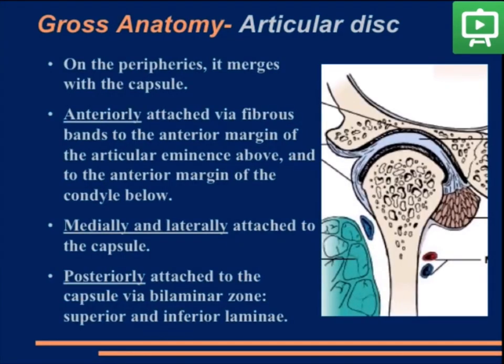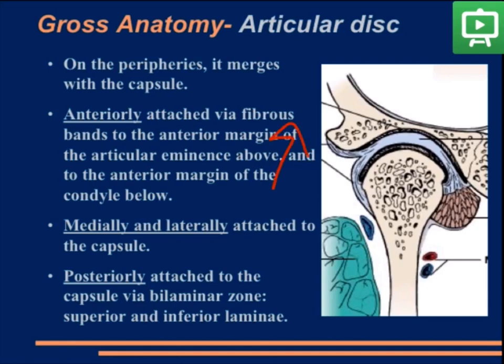So the attachments of this articular disc: it merges with the capsule on the peripheries. Anteriorly, it is attached by fibrous bands superiorly to the anterior margin of the articular eminence, and inferiorly to the margin of the condyle, as seen in the picture. Medially and laterally, as we said, it is attached to the capsule.